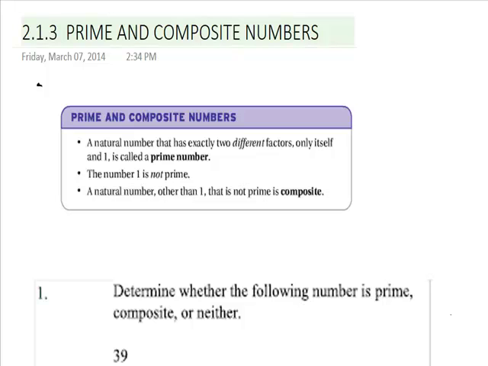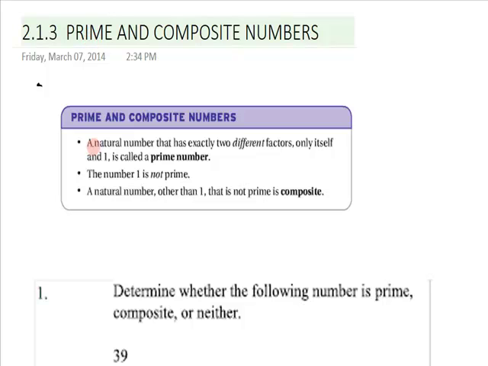All right, we're getting close to building all the skills that we're going to need to work in fractions. We want to talk about two kinds of numbers. It's still related to factors. We're talking about prime numbers and composite numbers. I made reference to prime numbers a few lessons ago.